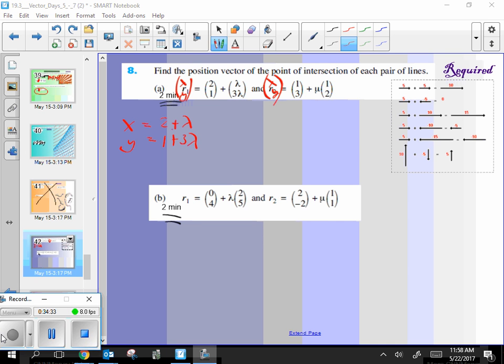All right. And now, on this other one, I'll do it in green this time. X equals 1 plus mu. In case you don't know what letter that is, it's mu. 3 plus 2 mu.